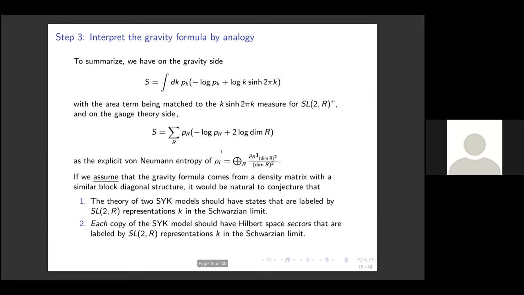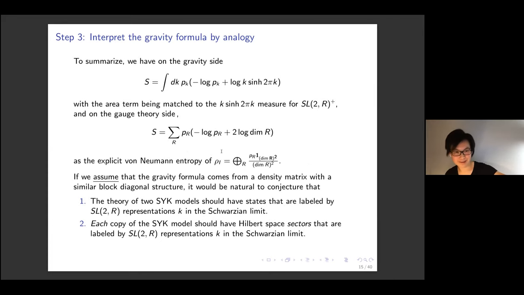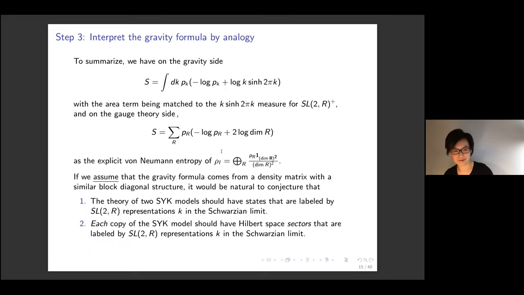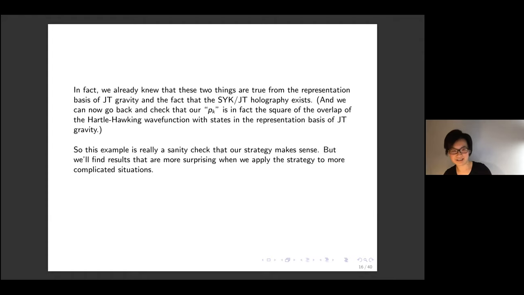So you can ask if these conjectures I'm making at the bottom here are surprising, and in fact they are not at all surprising, for reasons probably related to what you're getting at. We actually already know that these two things are true, because we know that gravity in this case has this SL2R description, where the basis is labeled by these principal continuous representations of SL2R.